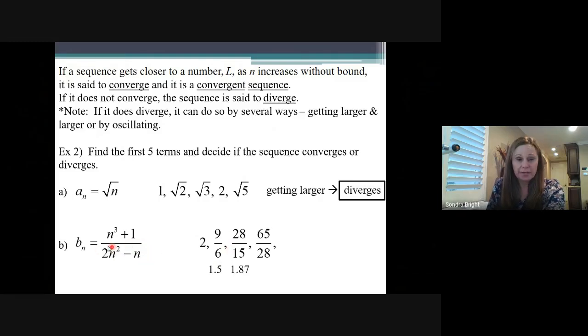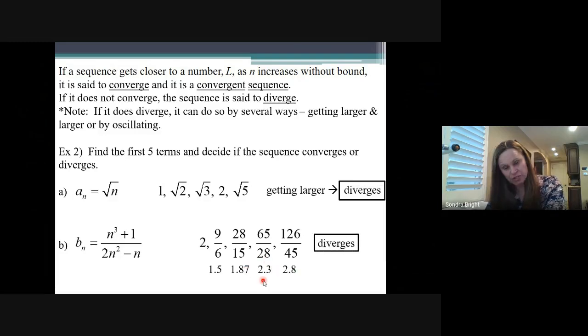Plugging in a 4 into n, 4 cubed is 64, and then plus 1. And then 2 times 16 would be 32, minus 4 would give you 28, so that's about 2.3. The next one would be 125 plus 1, and then 50 minus 5. So 45, you get 2.8. So you started at 2. It kind of went down at first, but then it starts increasing again. And so this guy definitely diverges.